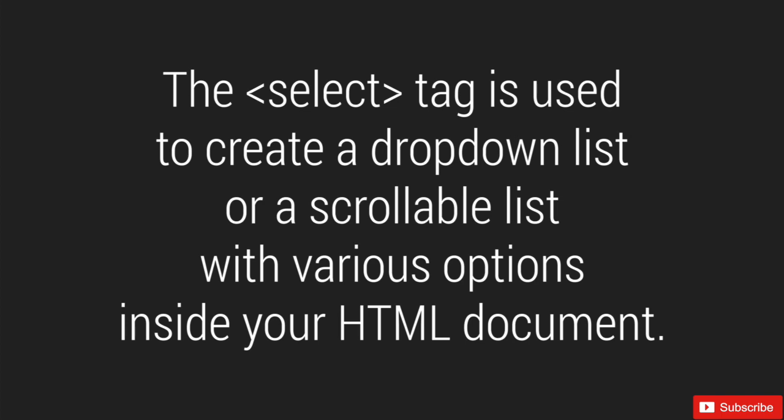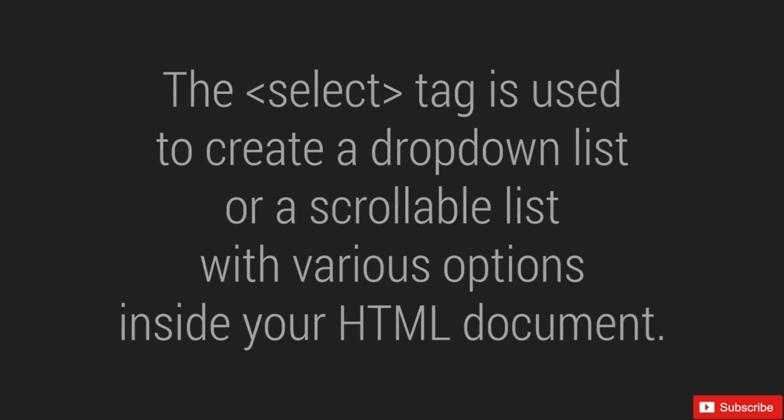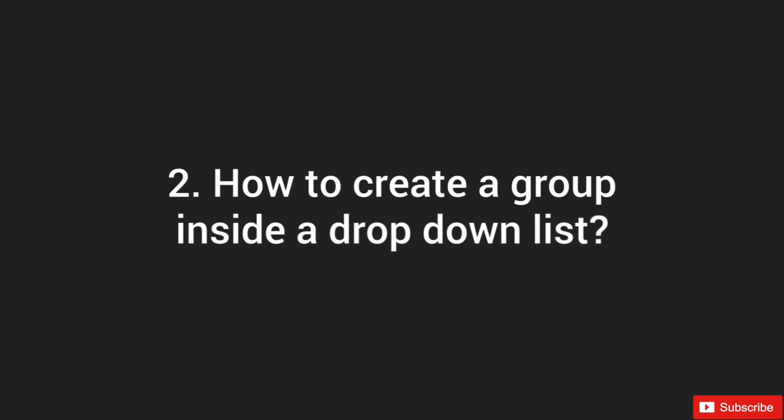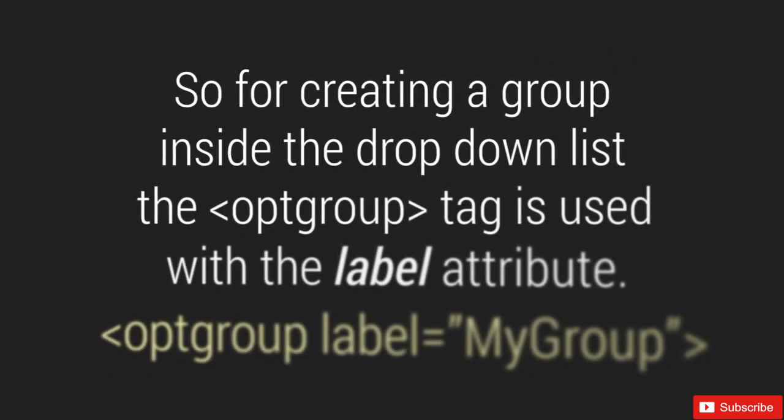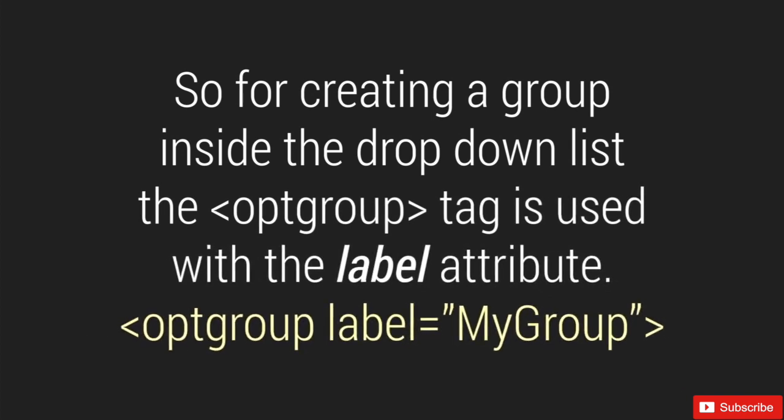Not necessarily always do you need a drop down. Drop down basically saves space on the screen, but sometimes let's say you want to show the list of items straight away on the screen inside a box, you can use the same select tag but with a size attribute. The second question is how to create a group inside the select tag list. So for creating a group, we use the optgroup, that is option group tag, like we have done here in this example, and that creates a group for the items.